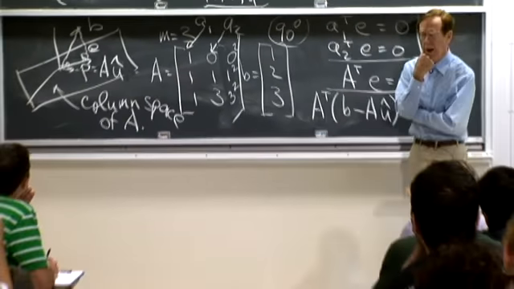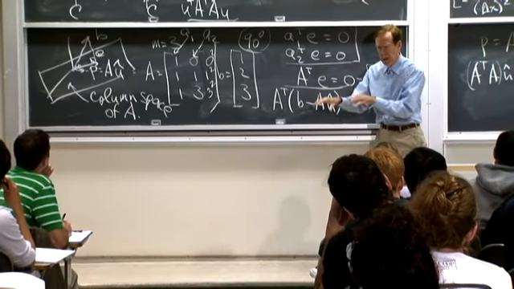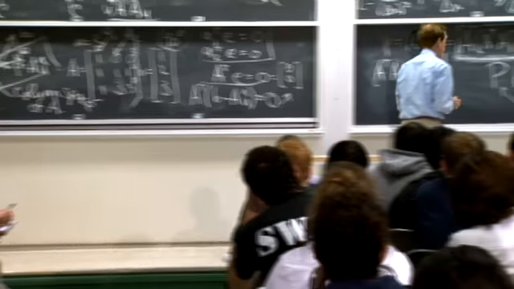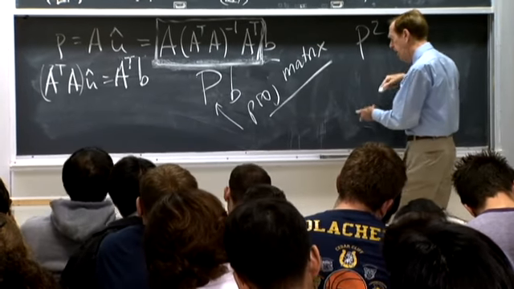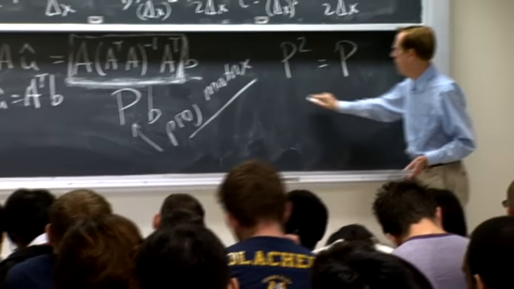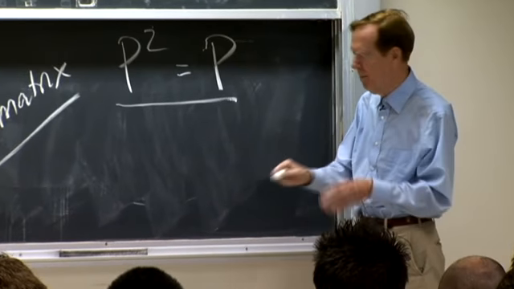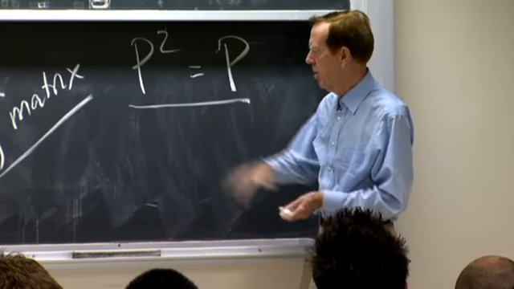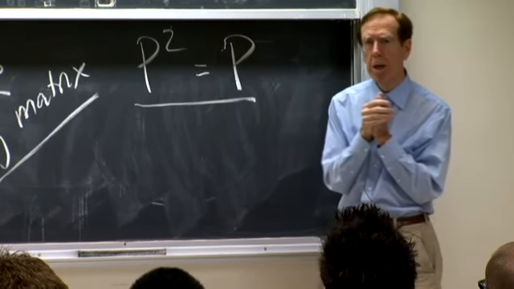Same place, right? Once I'm in the plane, the projection stays right where it is. So what does that tell me? That tells me that P squared b is the same as P b. P squared is, if I project twice, no change. It's the same as projecting once. So the projection matrix has the property that P squared is P.